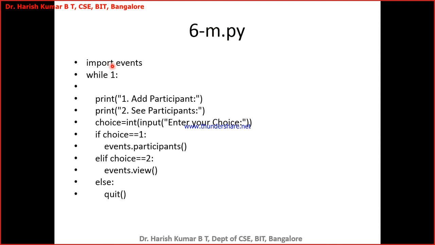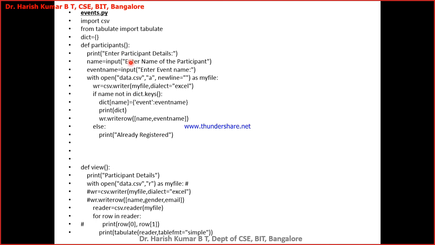Okay. In the main program, I'm importing the module with the name events. Now, where is this module? This is my own module. How to write a module? Something like this. You create one more Python program with the name events.py, and you can import this in any other program. Okay. Now, in events.py, I am writing the definitions of two methods. As you already know, any module is what? A collection of methods. So now I have two methods defined here. One is participants and another one is view. These two methods are defined.